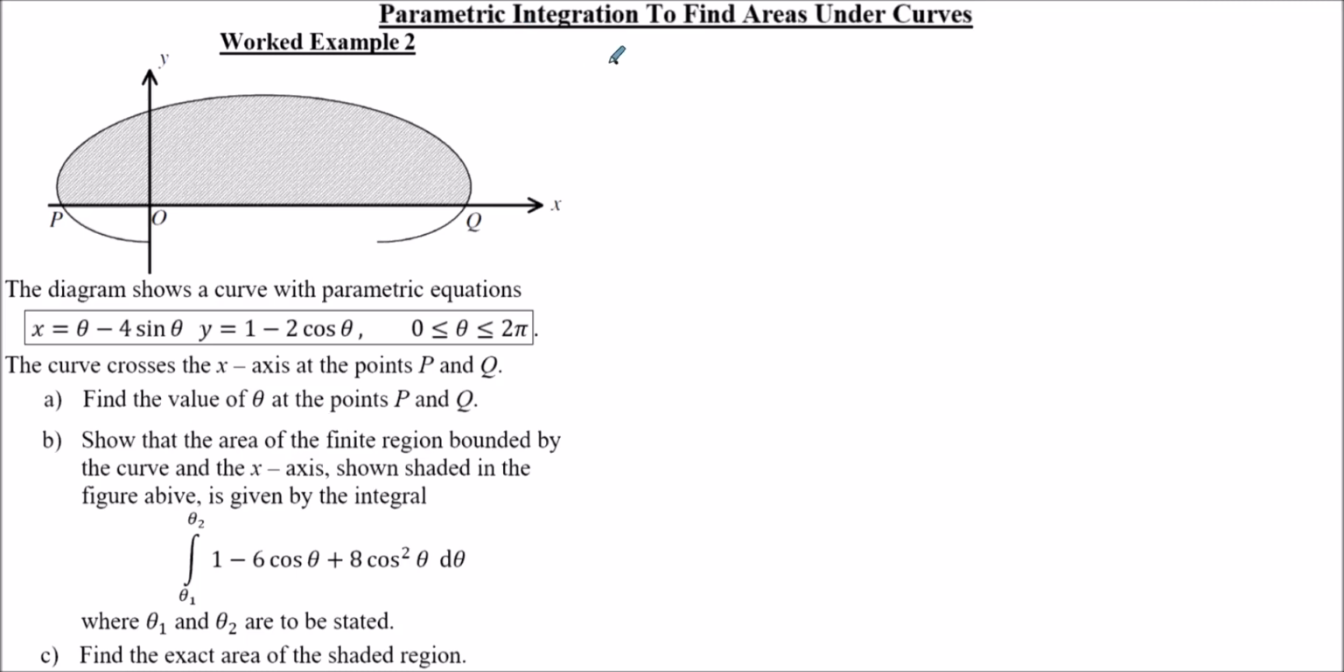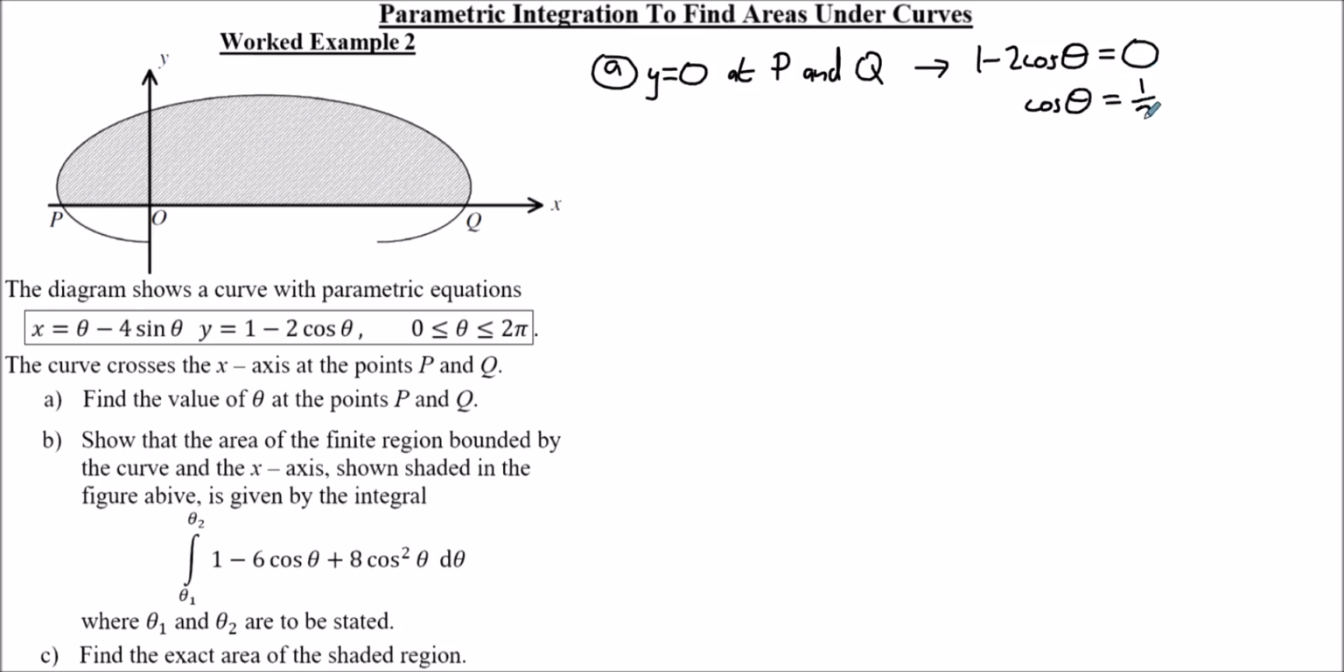So for part A, at P and Q, that's when we're crossing the x-axis. And so we set y equal to 0 at those points. So if y is equal to 0, then we say that 1 minus 2 cosine theta equals 0, because that obviously is what y is. And so if that's the case, it must be that cosine theta must be equal to 1/2.